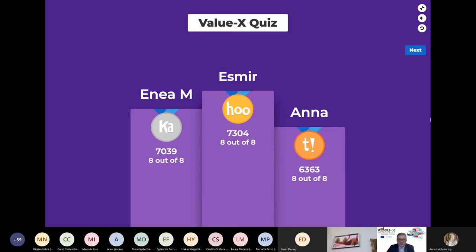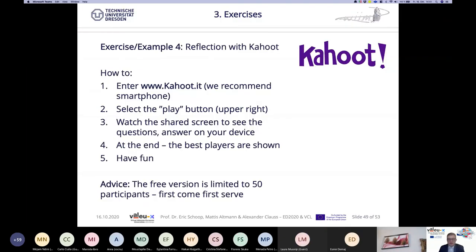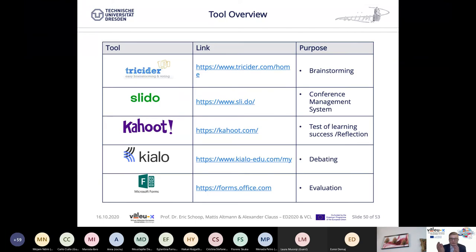I will now share the screen and we're almost finished. Just let me conclude and show you the last points we are doing right now. So just a second, let me capture the screen. We've seen Kahoot as a powerful tool to make reflections. And remember, the free version is limited to 50 participants, first come, first served. So that's it, I'll give you an overview. We used TriCider for brainstorming, Slido for our word cloud, Kahoot for the reflection of our session, Kialo maybe for debating if we have more time. But what's left? An evaluation. Did you like what you see?